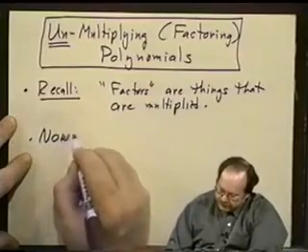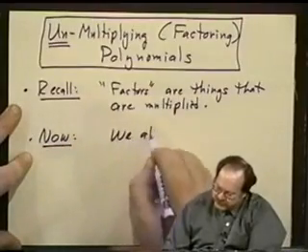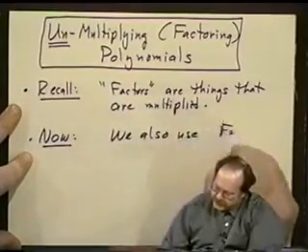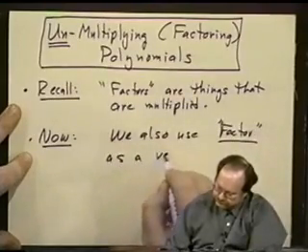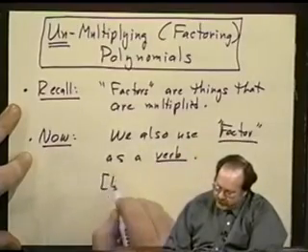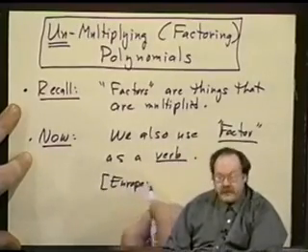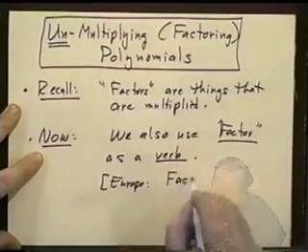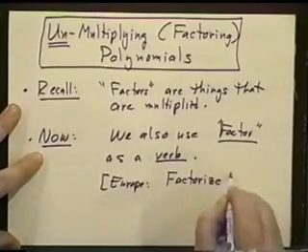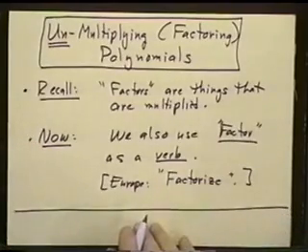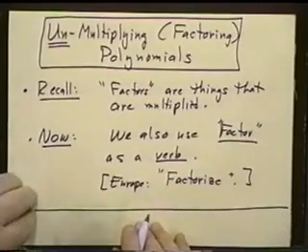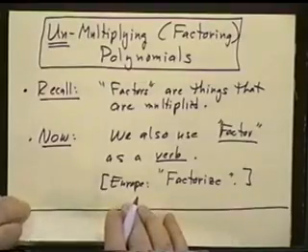Now, we also use factor as a verb. In fact, in Europe, they have a different word for it. In Europe, they use the word factorize. I found that a little odd when I saw that, but I can see that that has a point now. There's no confusion between factor as a verb and factor as a noun. Okay, so factors are things that are multiplied. We now want to factor things.